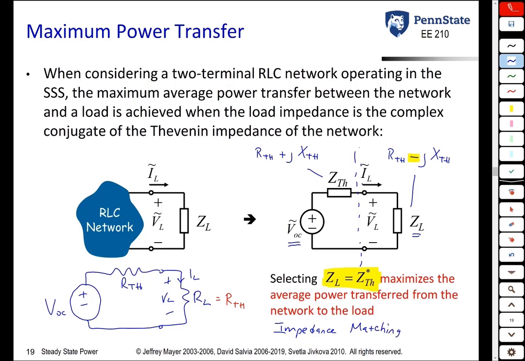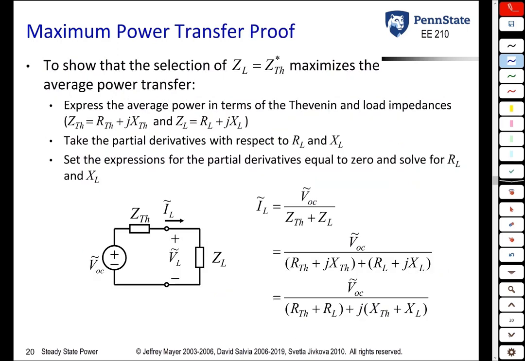Let's try to prove this very quickly, and then once we prove it, we'll do an example. So the way we're going to prove it is find an expression for the power absorbed by the load in terms of the Thevenin impedance and the load impedance, and then we're going to take partial derivatives with respect to both the real part of the load and the imaginary part and set both of them to 0. As you know, when you take a derivative and set it equal to 0, you basically find the local extremum, the local maxima or the local minima. Okay, so let's look at the situation here.